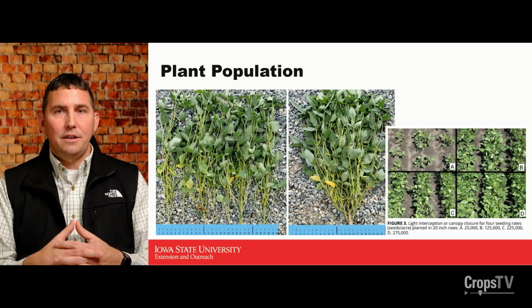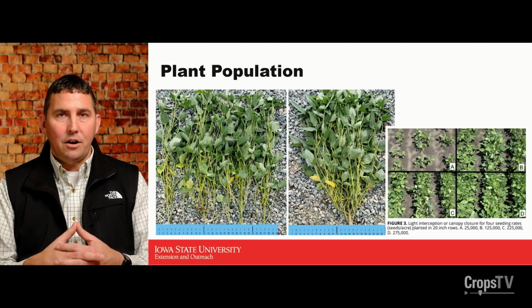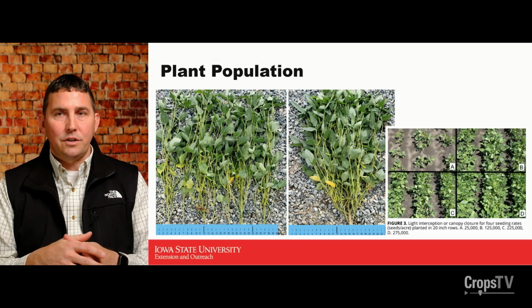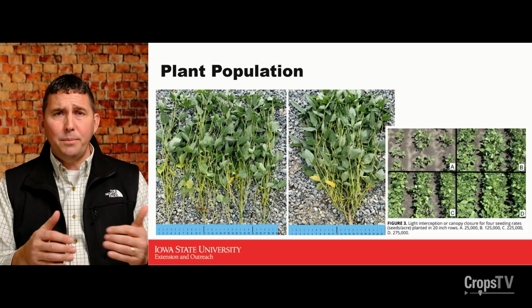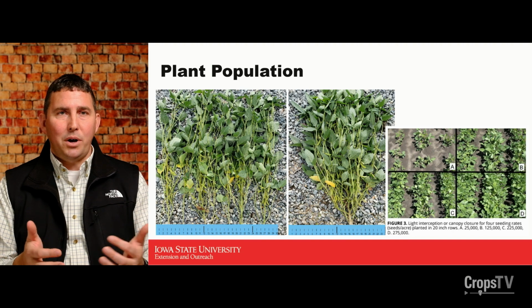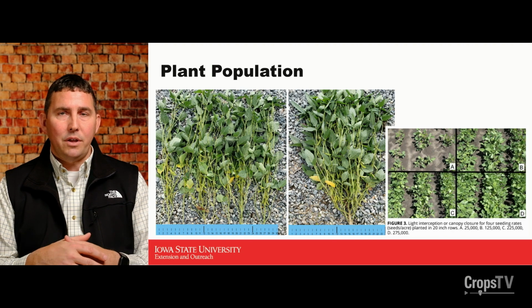Whereas the much larger, bushier plant put out a lot more branches, and you can see on those branches that there are pods, both at the higher part and the lower part of those branches. So there's a lot of plasticity within the soybean plant to respond to that seeding rate or plant population.